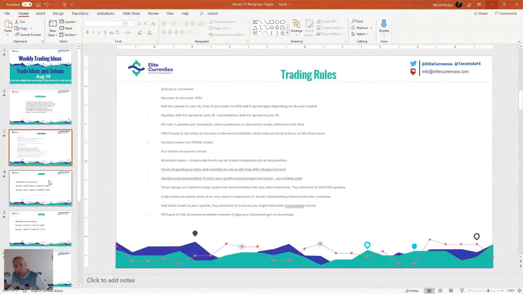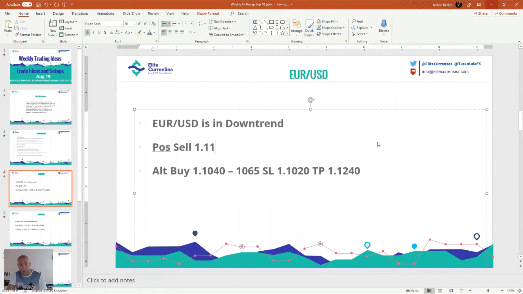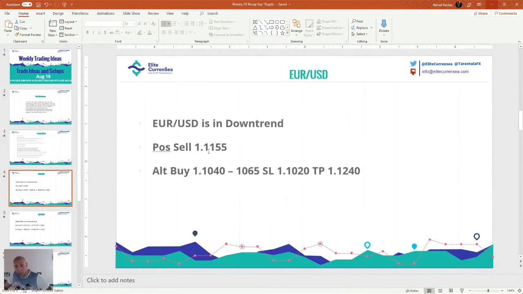So the euro dollar is in downtrend. Positional sell is 1.1155. Always add a 15 pip buffer, guys. I might change it a little bit, but let's say this. Always use a 15 pip buffer, okay? And always add the spread to your stop loss. So when I say 1155, it can also reject from 40 or from 70. But the point is that 1155 is the middle. So the price could go there and then start a U-turn. That is how we do it each week.